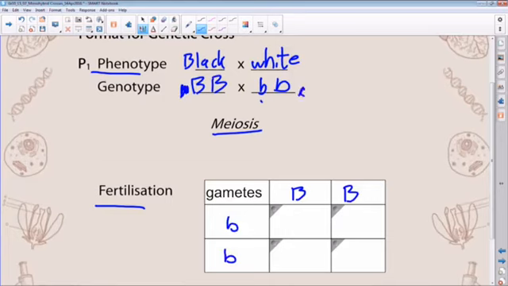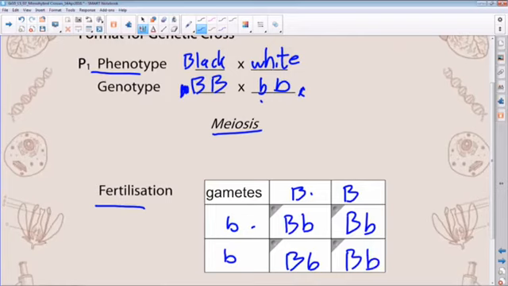And now I just fill in the blocks. I take this one with this one to get here. So it's big B, capital always comes first, small b. Then I do this one and this one, big B and small b. And if I have a look, I see the big B, I bring the big B down here. I see the small b, I put the small b down here. And I see the small b and I put the small b down here. Have you noticed? It's identical to the other one.